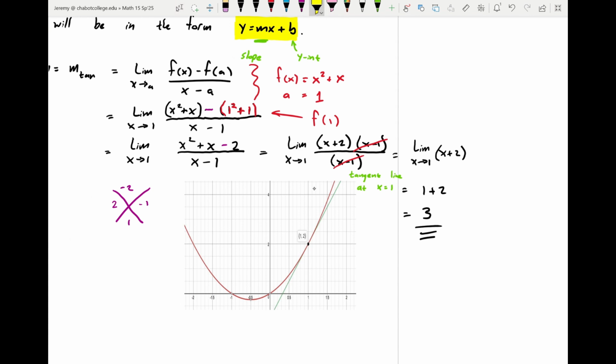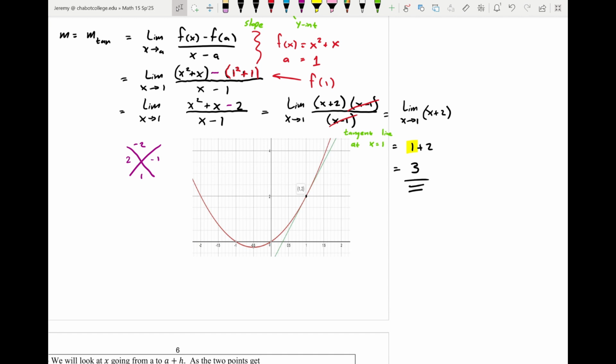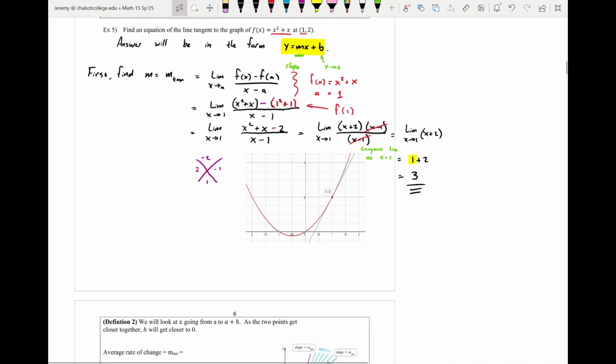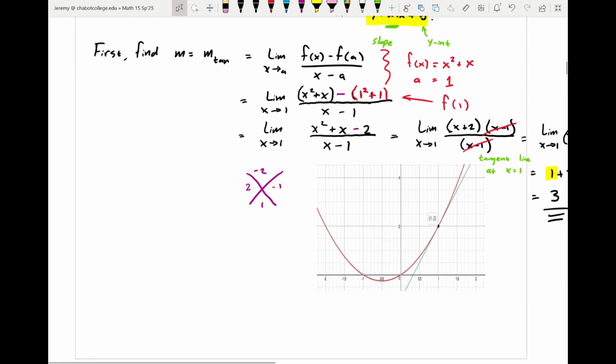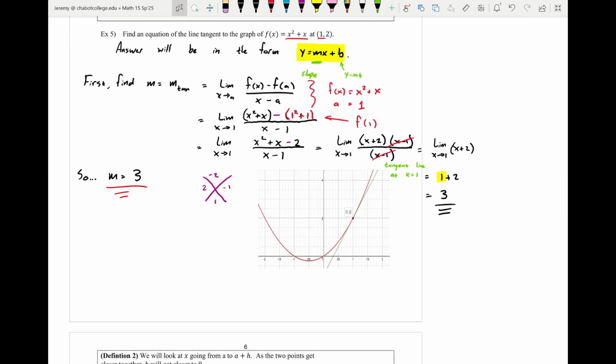Okay, just a reminder, write limit as x approaches 1 for every single step until you finally evaluate it and actually substitute in that 1. That's when you can finally stop writing limit as x approaches 1. Okay, and here's what we have found. So I'll write over here, the slope of the tangent line is equal to 3. So I'll underline that. That's good, we're partway there. We found the slope. Now we just need to find the y-intercept.